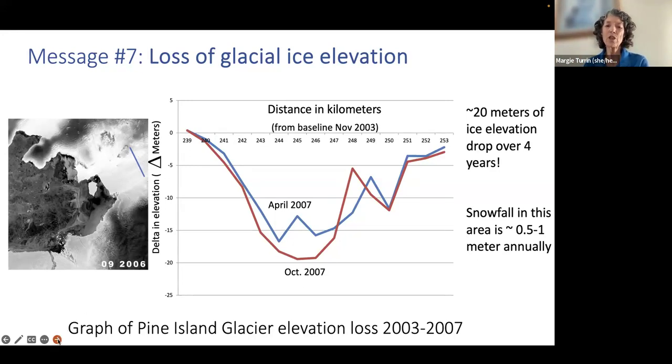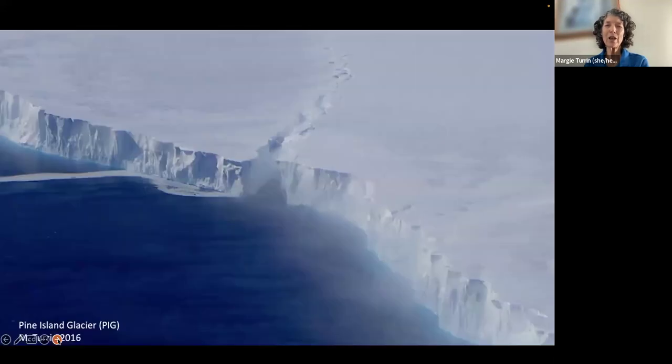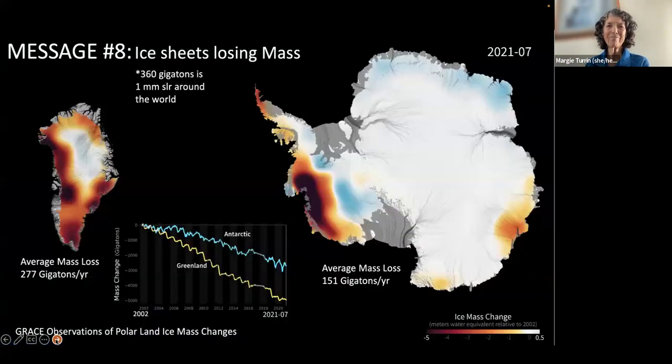And just to give you a sense of it, this is the Pine Island ice shelf at the front of the glacier. Again, it's a significant amount of ice. Sometimes when we think about these changes, these drops or whatever, we don't really realize just the magnitude of ice that we're talking about. So, big changes. And then our last message that I'm going to talk about is just this loss of ice mass.